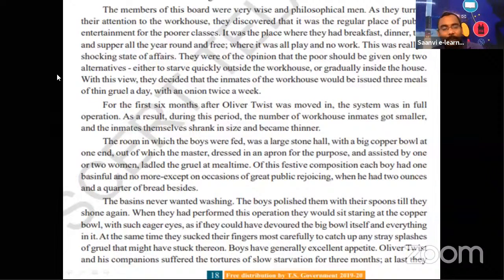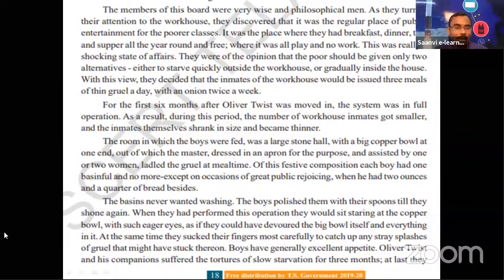Okay, let me read that paragraph once again. The room in which the boys were fed was a large stone hall with a big copper bowl at one end, out of which the master, dressed in an apron for the purpose and assisted by 1 or 2 women, ladled the gruel at mealtime. Of this festive composition, each boy had 1 basinful and no more, except on occasion of great public rejoicing. So here, great public rejoicing means it may be a festival. When he had 2 ounces and a quarter of bread besides, he refers to Oliver Twist.